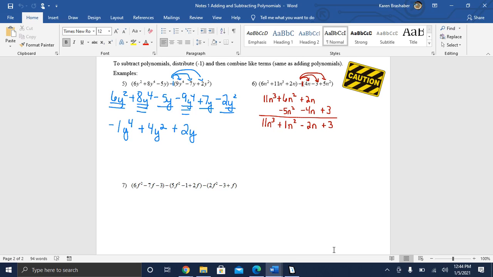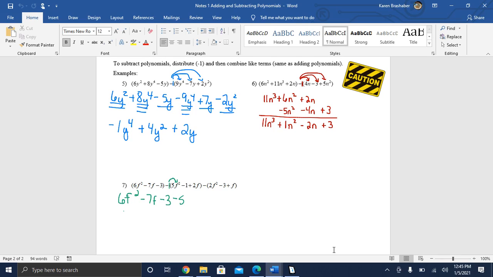And then finally, number 7. Now we have 3 parentheses. So notice that the sign in between each of them is subtraction. So our first parentheses, we will just take 1 times each one of those and make no changes. So 6f to the second minus 7f minus 3. And then we have our negative 1 distributed to 5f to the second.